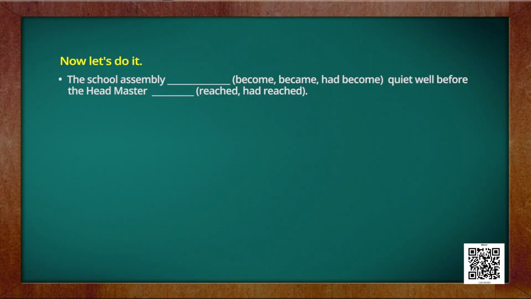Sentence 1: The school assembly became or had become quiet well before the headmaster reached or had reached. The school assembly had become quiet well before the headmaster reached. Fine, well done. So you were able to make out the first action in past perfect, second action in past.